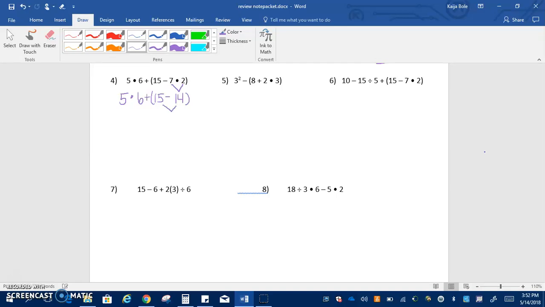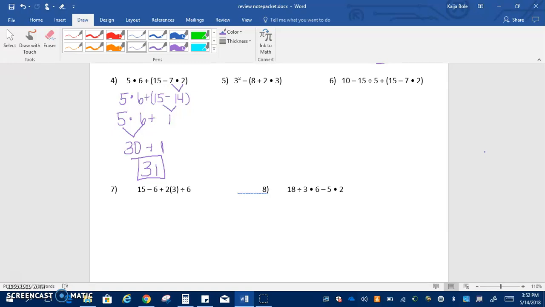15 minus 14 is 1. So I bring down my plus 6 and my times 5. So now I'm multiplying and adding. Remember, you need to multiply first. So 5 times 6 is 30. Then plus 1. And 30 plus 1 gives us a final answer of 31.